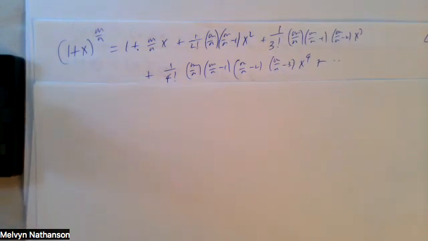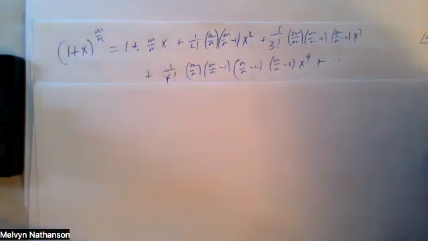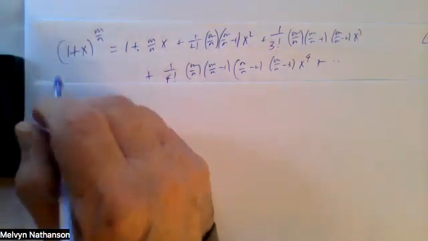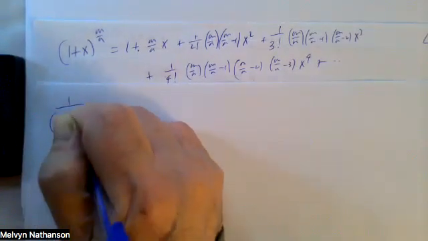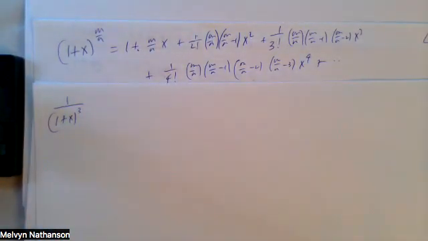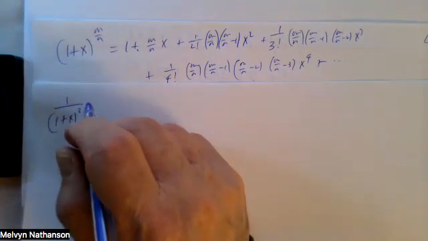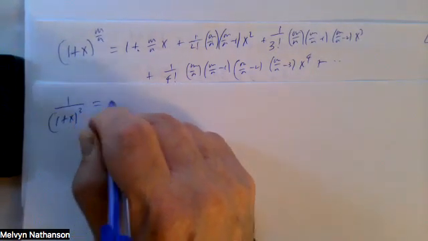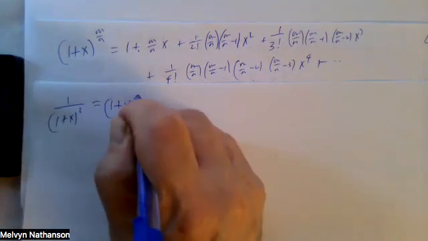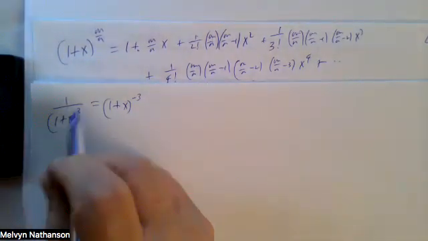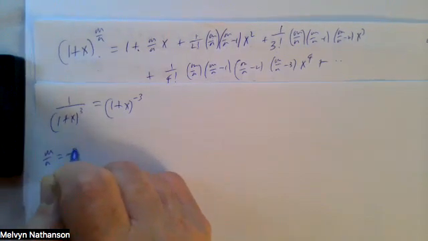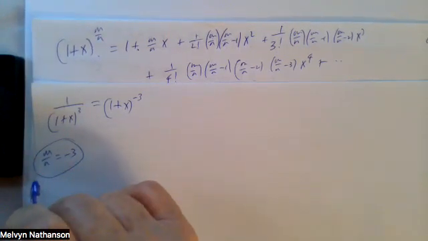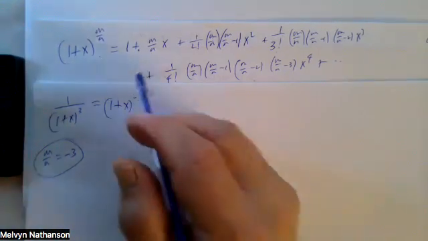Suppose I want to take one over 1 plus x cubed. I want to expand that into positive powers of x. That is 1 plus x to the minus 3. So in Newton's formula, the exponent m over n is minus 3. So what do we get?